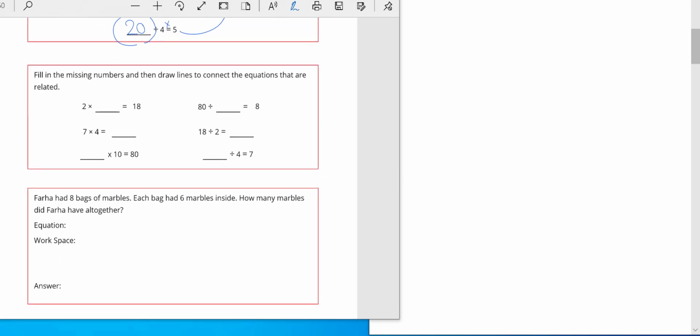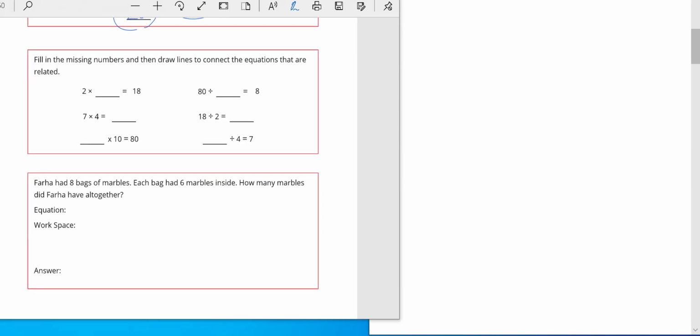Fill in the missing numbers and then draw lines to connect the equations that are related. Join the related equations. So 2 times what equals 18? 2 times 9. 7 times 4 equals what? Equals 28. Now what times 10 equals 80?